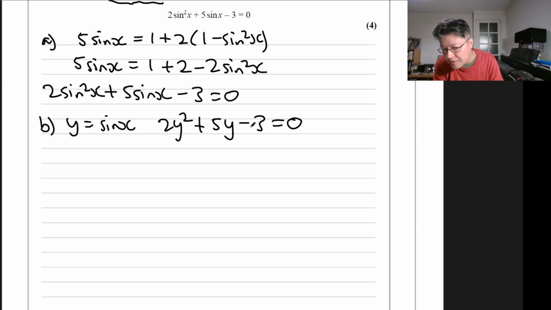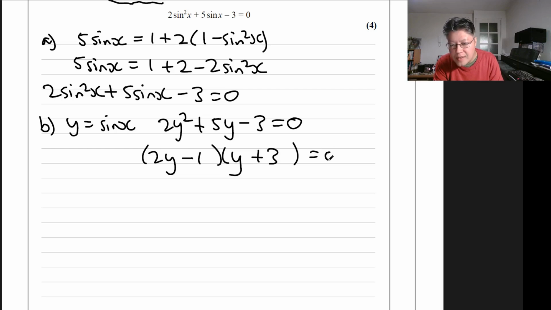And we can now solve this equation. So this should be factorizable. So we have a 2y and a y, and we want to do a plus 3 here to give us a plus 6y, and the minus 1 to give us a minus y. So 6 minus 1 is 5y, and then minus 1 times 3 is minus 3. So that equals 0, and we can now solve this.